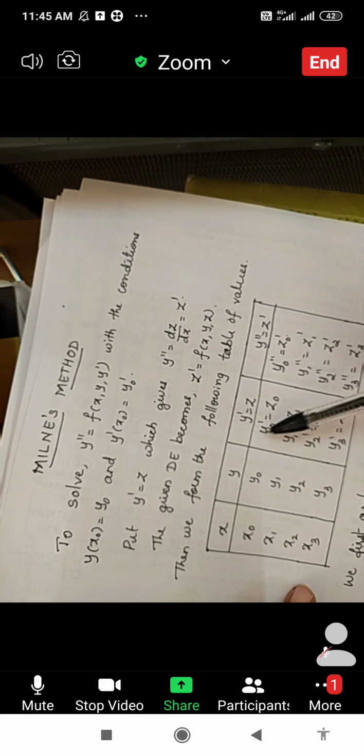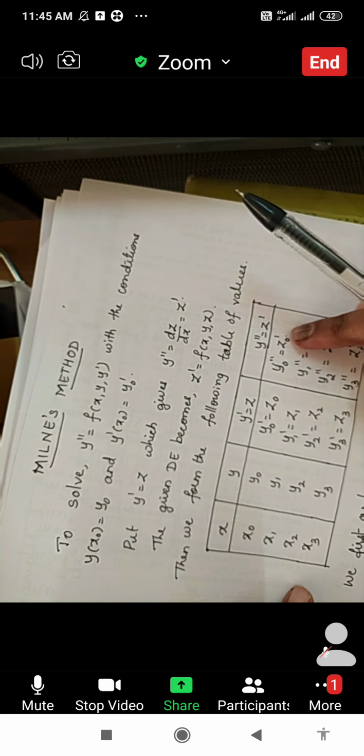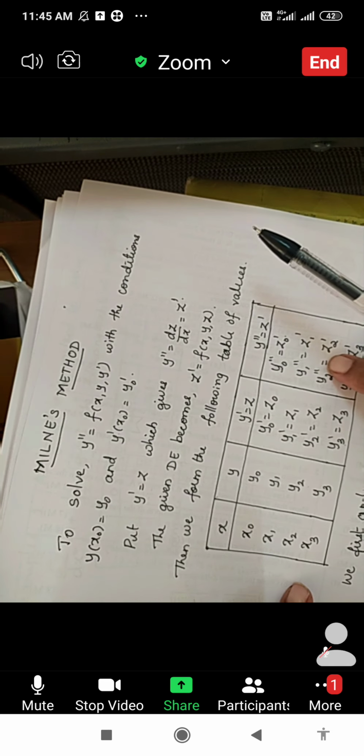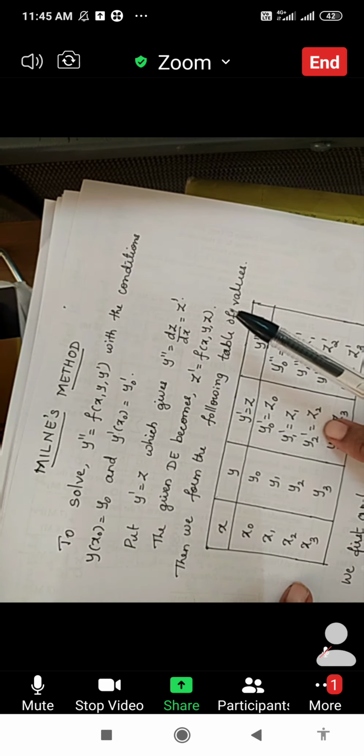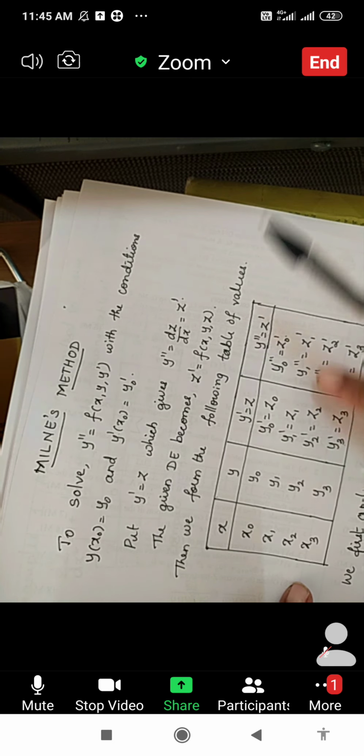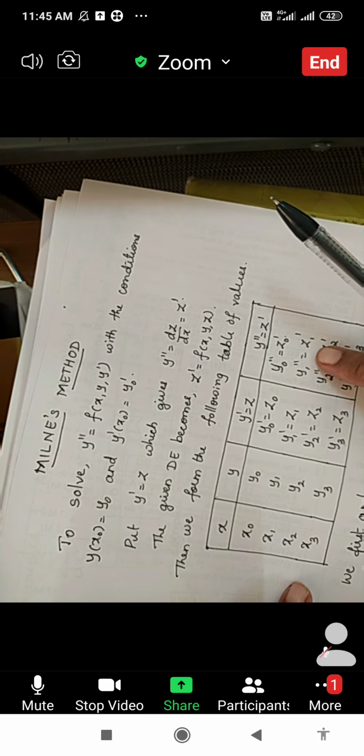Because y dash is z. So when you are taking the change, x is x naught, y is y naught, and this changes to y naught dash, which can be represented as z naught. Similarly, we have to calculate now the fourth column. These three columns will be given in the example. The fourth column is what we have to prepare.